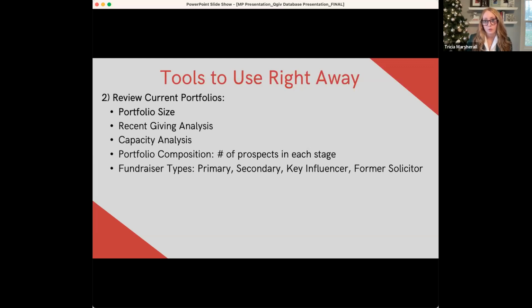And aside from just the wealth screening, what is their existing or past relationship with the organization? Have they been a volunteer? Have they had children who have attended your school? Have they been a patient, and are they potentially a grateful patient? So what is not just their capacity from a wealth screening standpoint, but what is their inclination and interest in supporting the organization? Looking at that portfolio composition, what's the percentage of prospects in each stage at any given time? Understanding what that breakdown looks like is going to be really key.